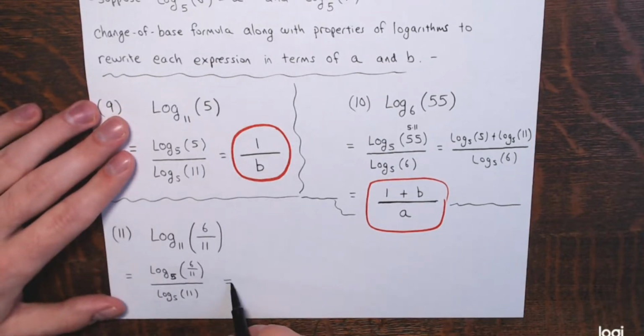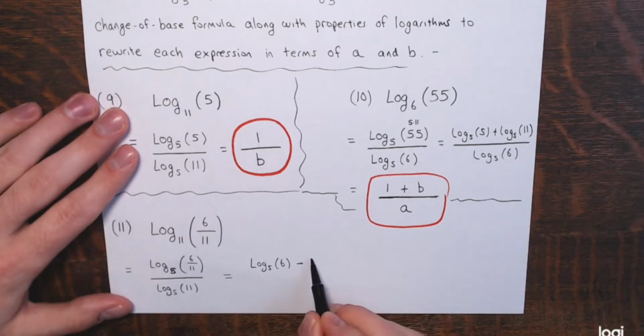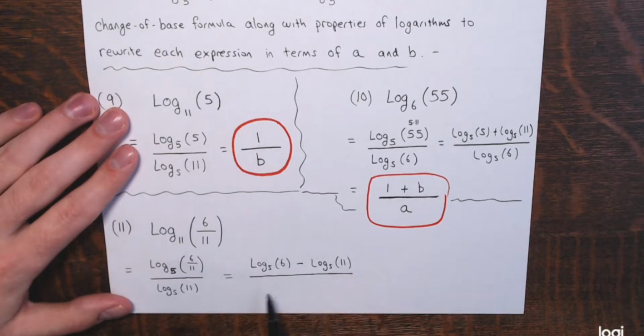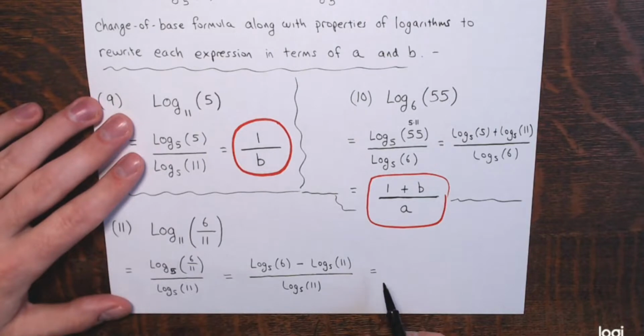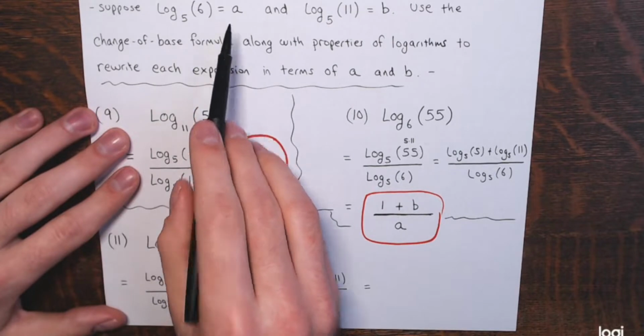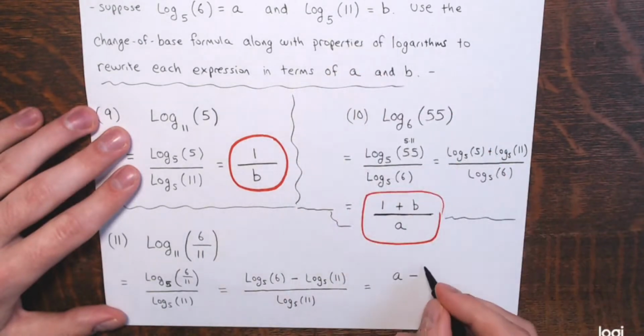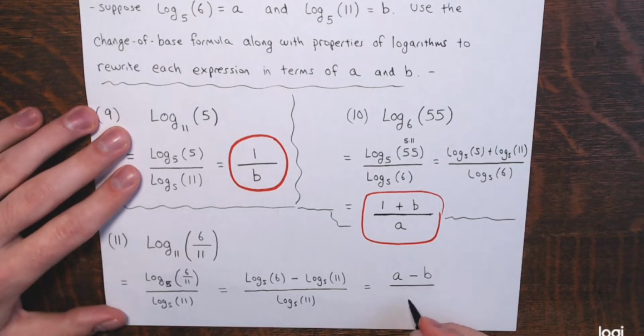And then in the numerator, you see I have the log of a fraction, a quotient. I can apply that quotient rule. Make that the log base 5 of 6 minus the log base 5 of 11. And then that's all divided by the log base 5 of 11 still in the denominator. And now I have what I wanted. Log base 5 of 6, remember that's called a. Minus, and then the log base 5 of 11, I'm seeing it twice here. Anywhere I see the log base 5 of 11, that's b. So I have a minus b in the numerator, and then b in the denominator.